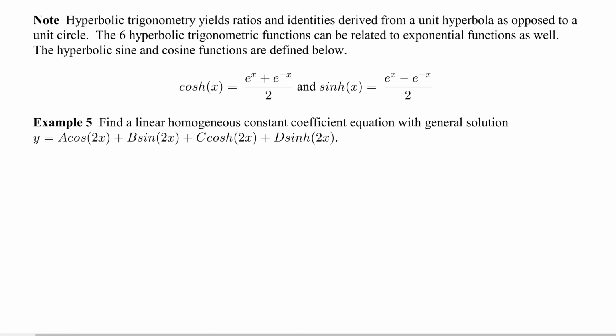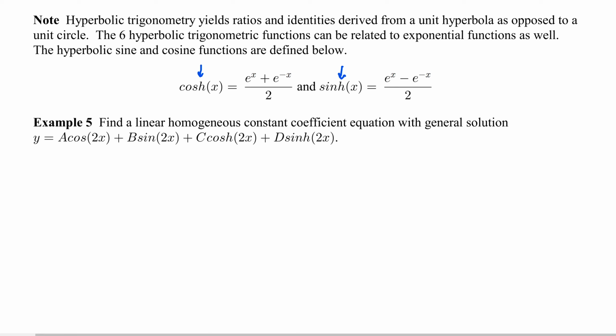Here are 2 of our hyperbolic trigonometric functions, the hyperbolic sine and cosine functions. Notice we denote these with an h next to the name of the trig function. So this is hyperbolic cosine of x and hyperbolic sine of x. Hyperbolic cosine of x is defined as e to the x plus e to the negative x divided by 2. And hyperbolic sine of x is e to the x minus e to the negative x divided by 2. So sine is the one that is associated with the negative.